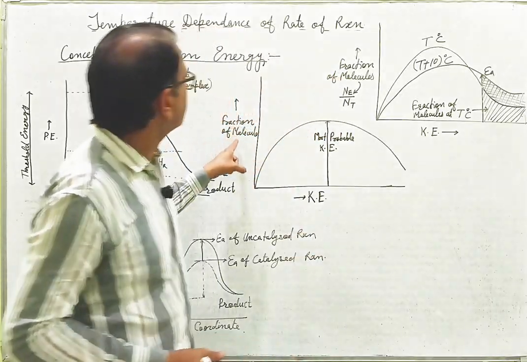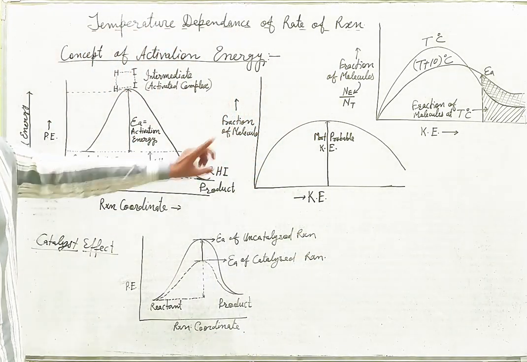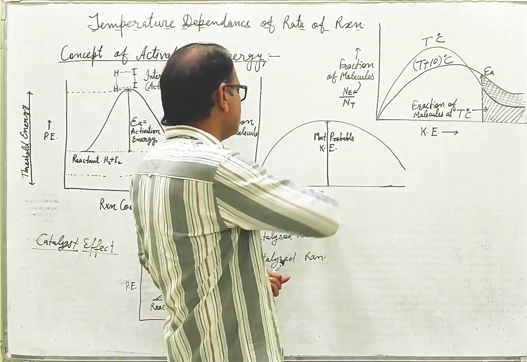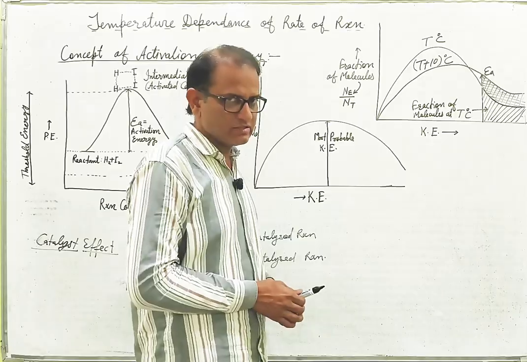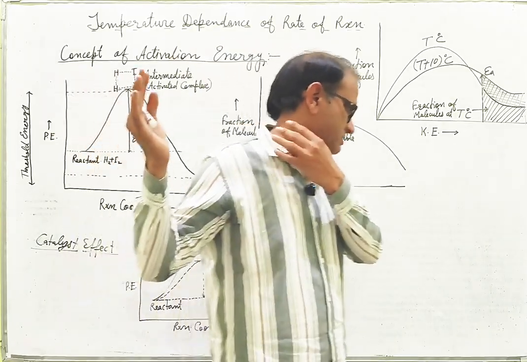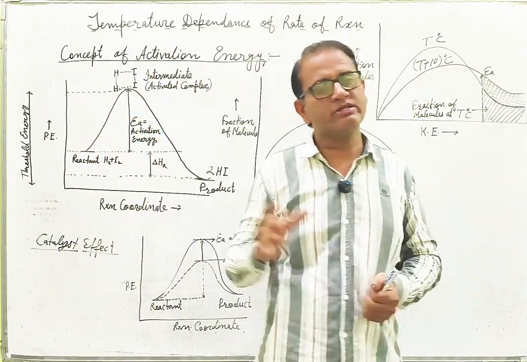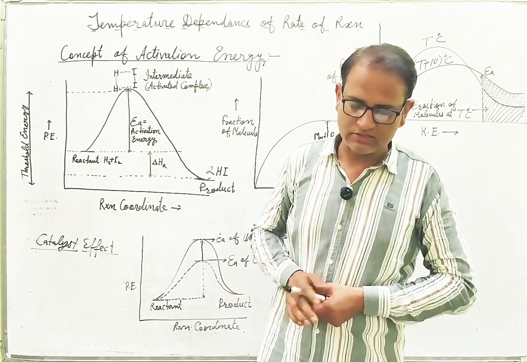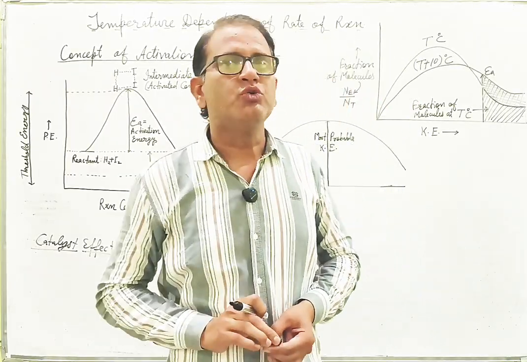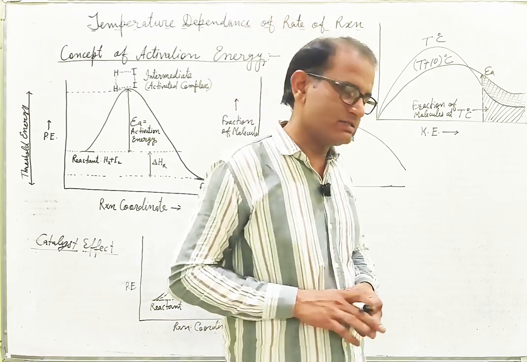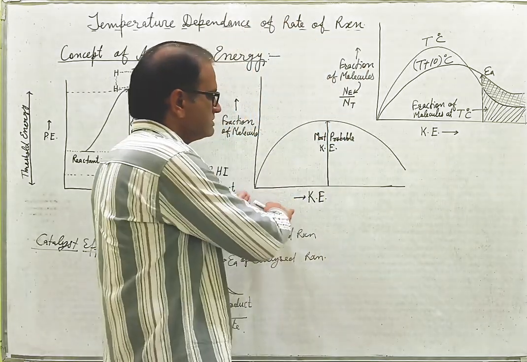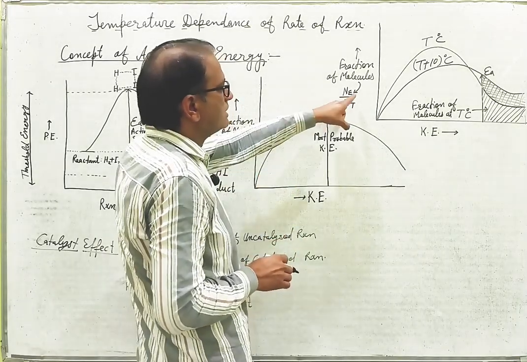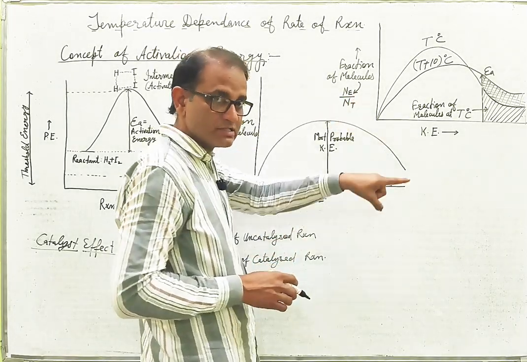Okay, this ratio is called fraction of a molecule. So what happens there is, if we are increasing the kinetic energy by increasing temperature, or by shaking, or by radiation, or whatever the device we are using to increase the kinetic energy.